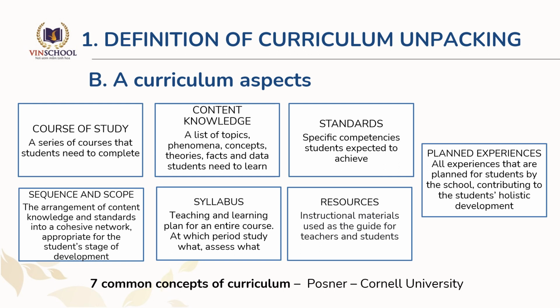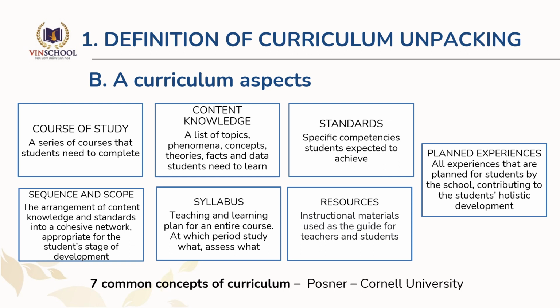First of all, a course of study is a series of courses that a student needs to complete. Second, content knowledge is a list of topics, phenomena, concepts, theories, facts, and data that will be covered in the student's learning process. Third, standards are concise statements of specific competencies students are expected to achieve after a certain period of study, normally a standard school year.